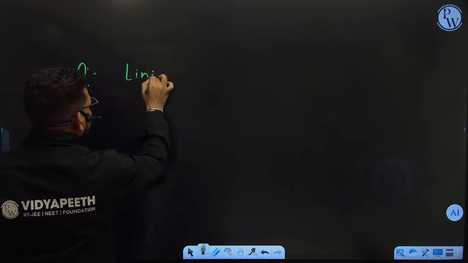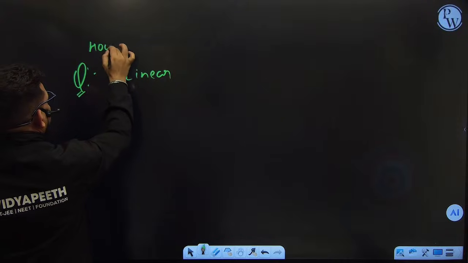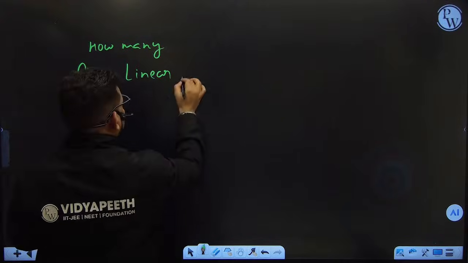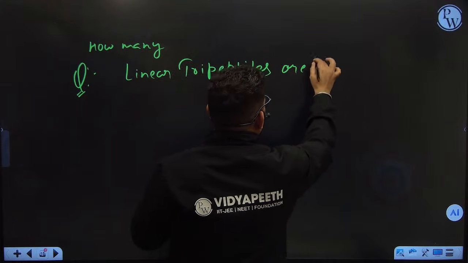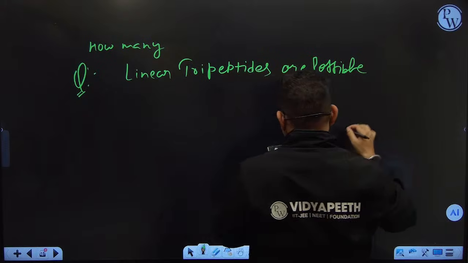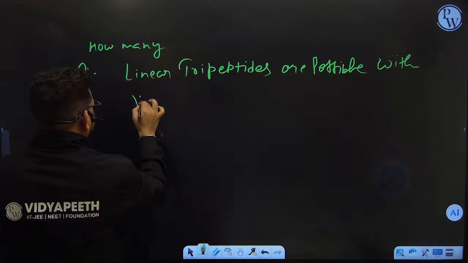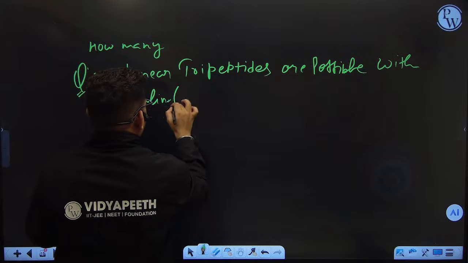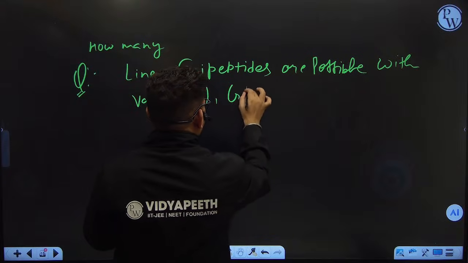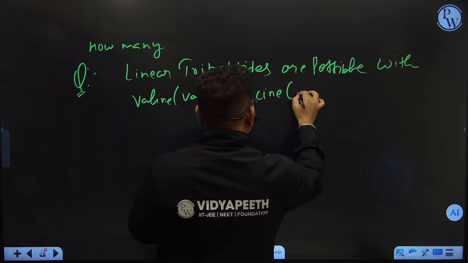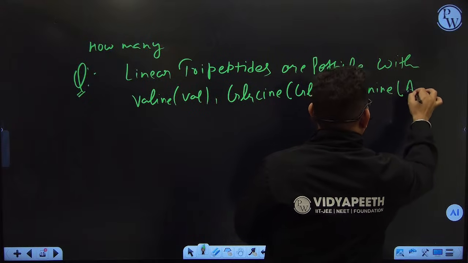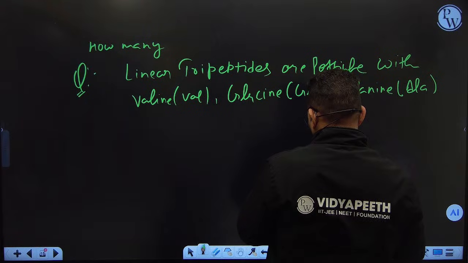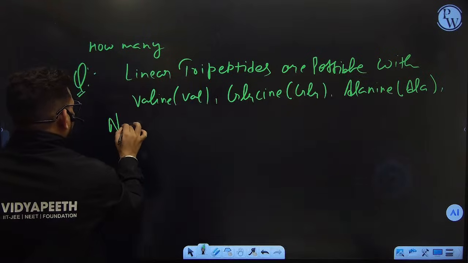Yeah, one question looks like this. They are asking how many linear tripeptides are possible with valine, which is VAL, glycine, which is called GLY, and the next one, alanine, which is called ALA.